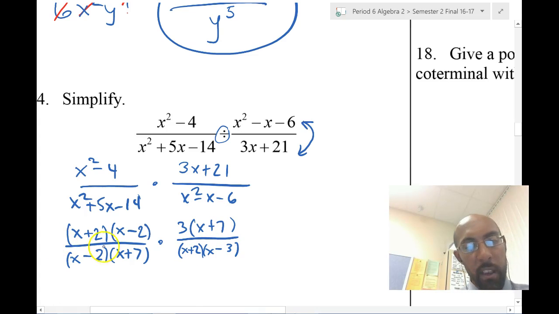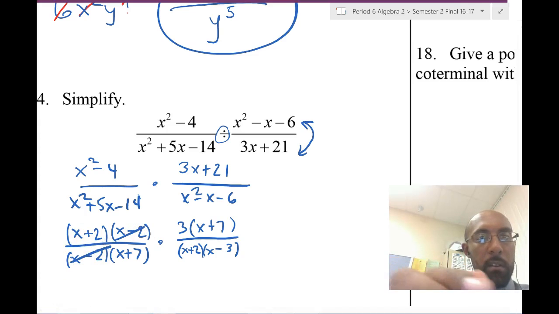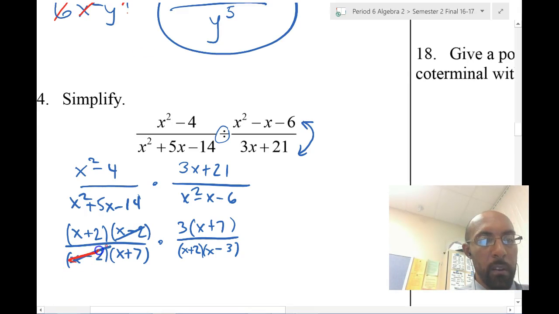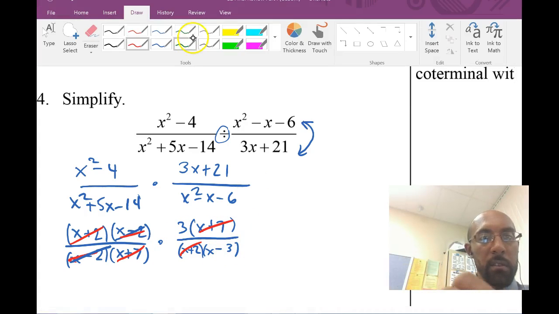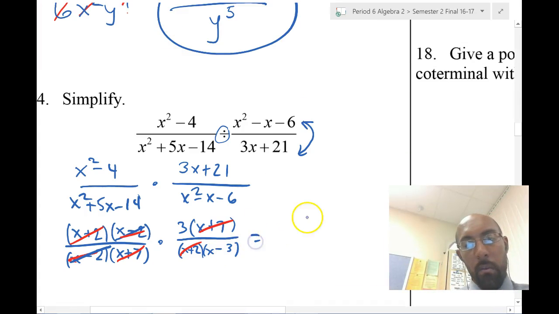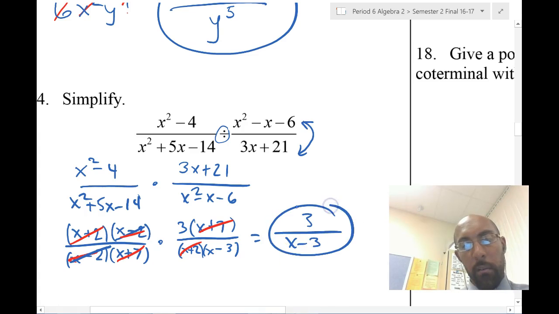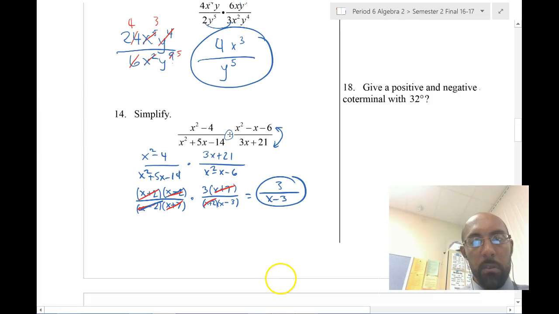All right, so now we're going to scan across here and look for factors we can cancel. Well, first I see x minus 2 and x minus 2. And let me just use red because I like it. Then x plus 2, x plus 2, x plus 7, x plus 7. And that's it. The 3 and the x minus 3 are not like factors, so we're just going to rewrite it with 3 in the numerator and x minus 3 in the denominator. Okay, simplified.